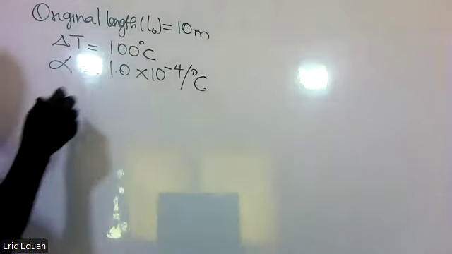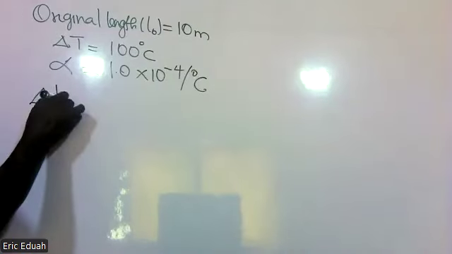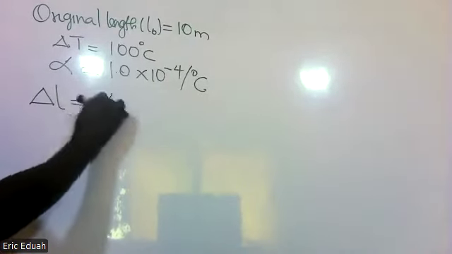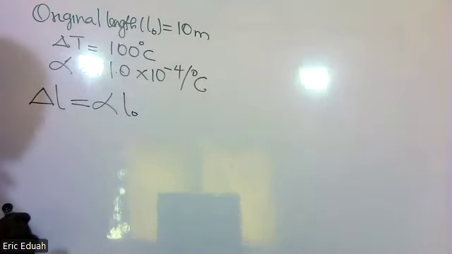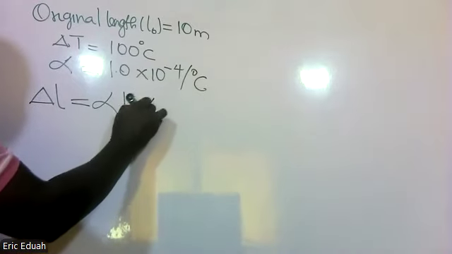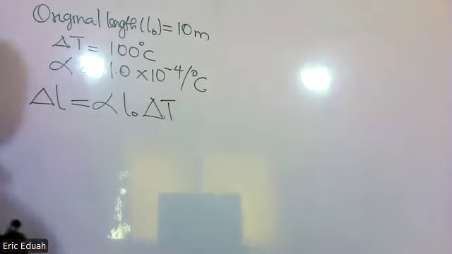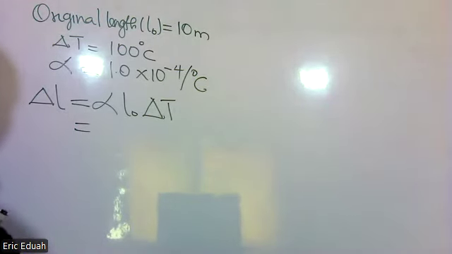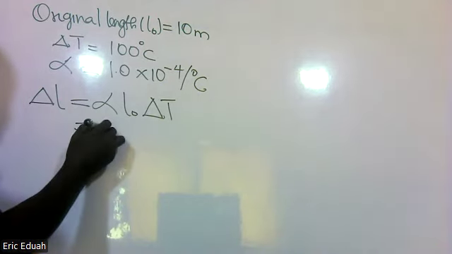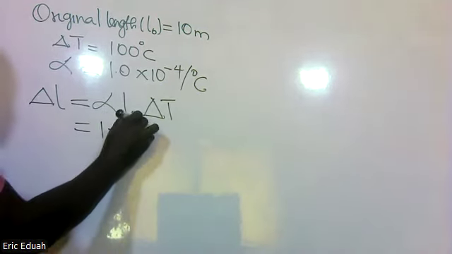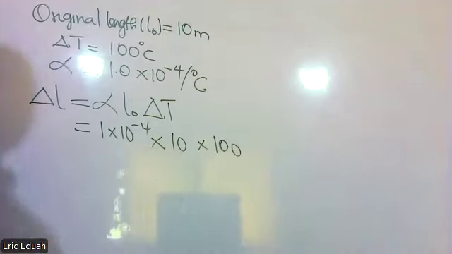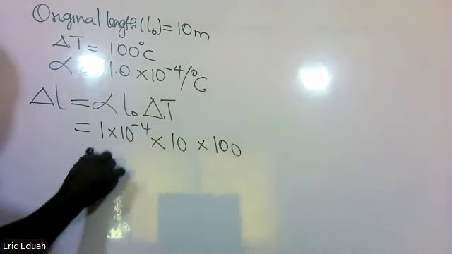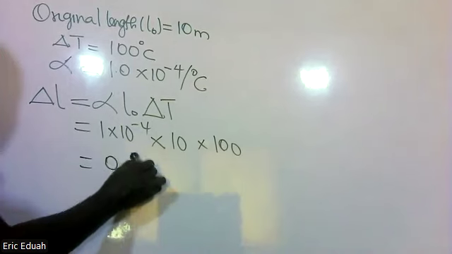So change in length is equal to the linear expansivity times L naught times the change in temperature. That's all. And so 1 times 10 to the power -4 times 10 times 100. So 0.1 meter, I guess.